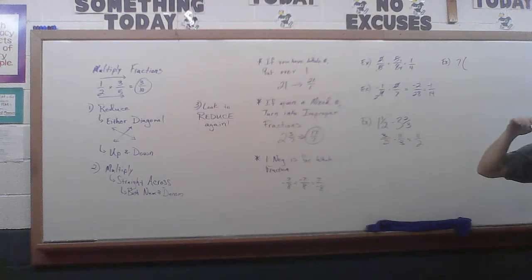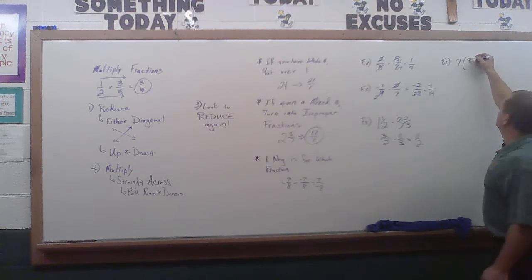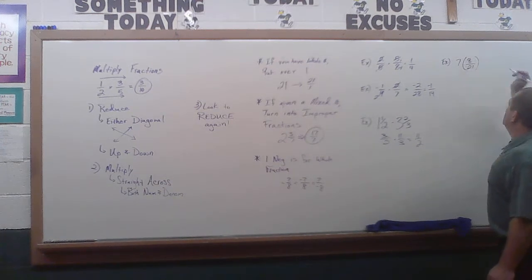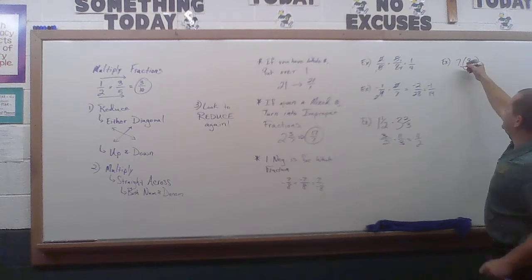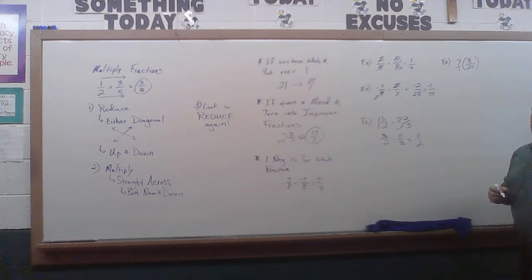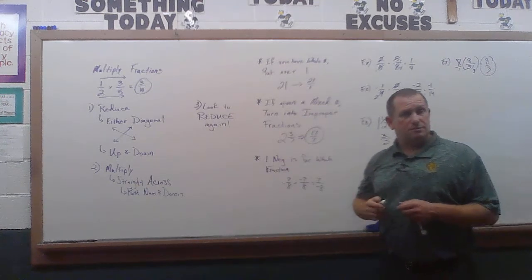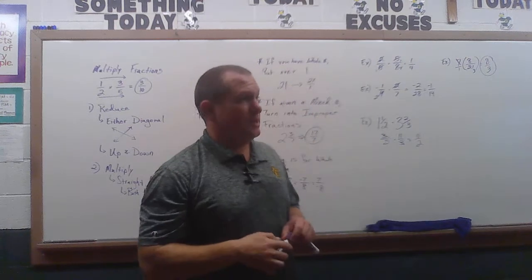We have 7 times 8/21. So again, this is how they might write this problem. But again, because it's a whole number, I can always take it and turn it into a fraction by putting it over 1. And now I'm ready to go back to work, right? So now I reduce, and I end up with 8/3. And again, I'm going to leave it as 8/3. Okay? Any questions there?